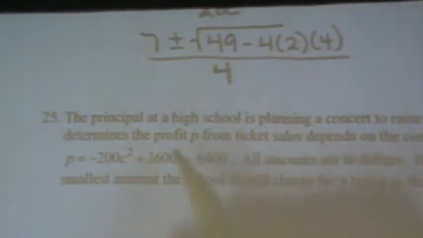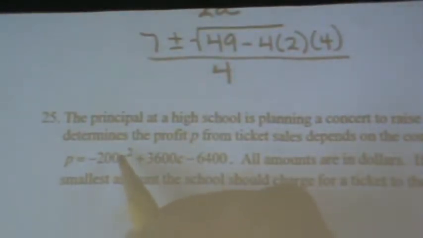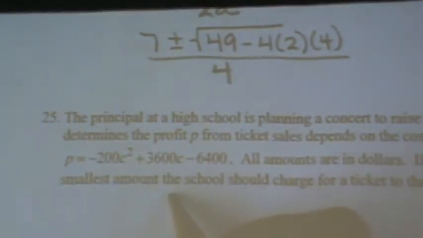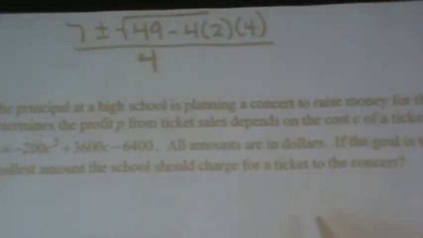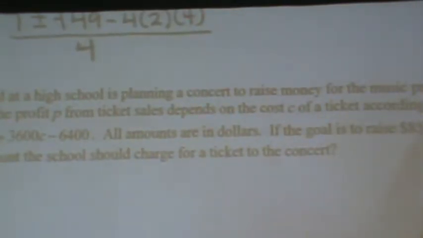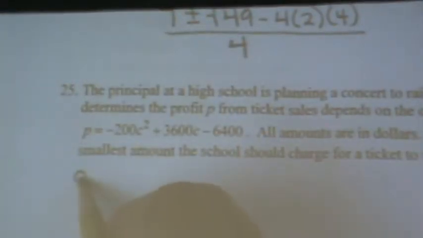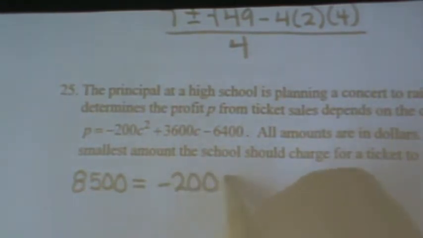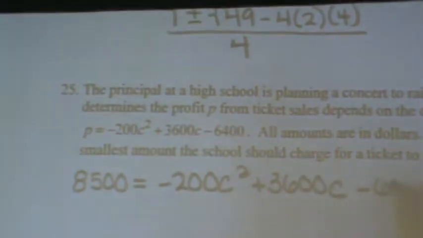For 25, we did a question like this on your homework, and it was about flower seeds. You wanted to max, what would be the smallest amount the school should charge for this concert? And the question you had was, what was the smallest amount to sell seeds, flower seeds? So all you want to do here is plug in 8,500 right here for profit. So 8,500 equals negative 200 c squared plus 3,600 c minus 6,400.